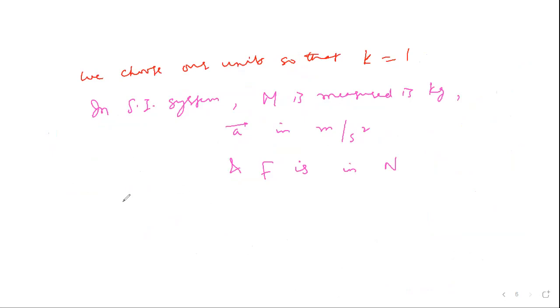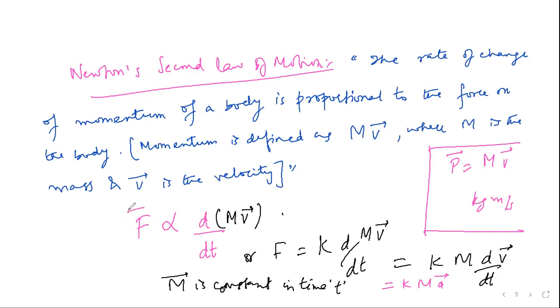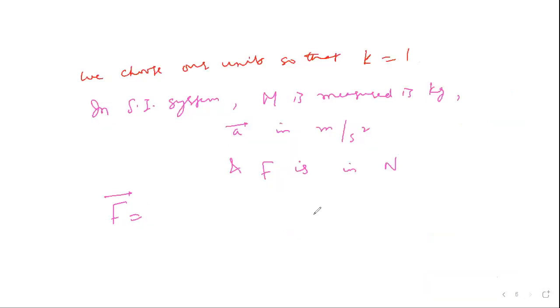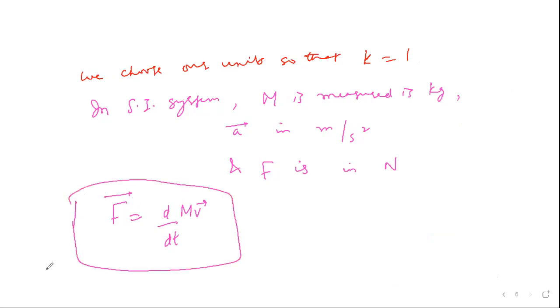So then we write simply F is d by dt. It is a vector here. Let me write it in vector form. My right hand side is a vector, so F is d by dt of mv. So this is my Newton's second law.